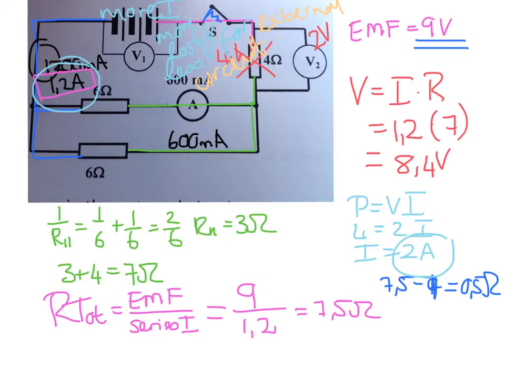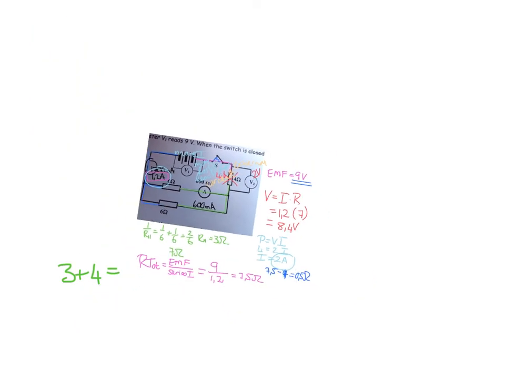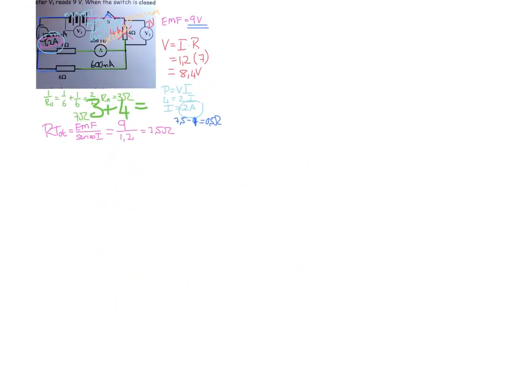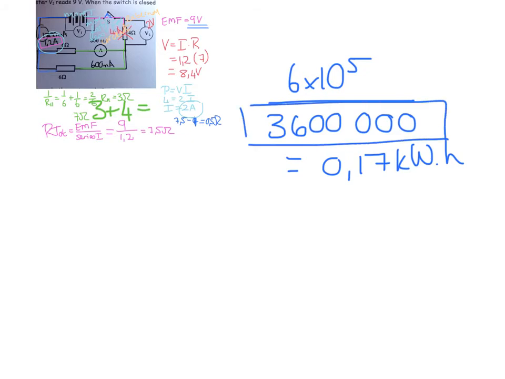Electricity is charged in a unit called kilowatt hours. Convert 6 times 10 to the power of 5 joules into kilowatt hours. So it's going to be equal to 6 times 10 to the power of 5 divided by 3,600,000 joules, and I land up with 0,17 kilowatt hours. So that's always how you go about converting between the two.